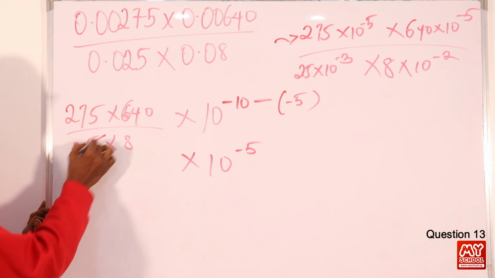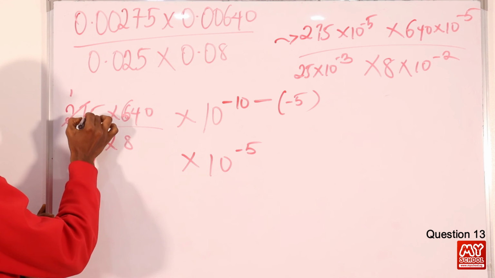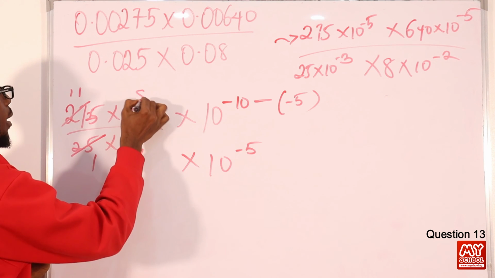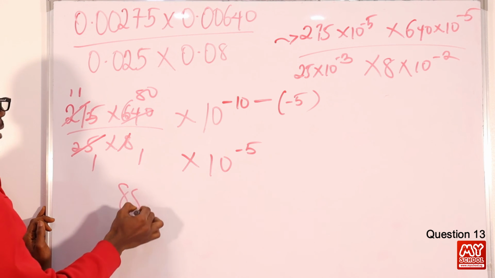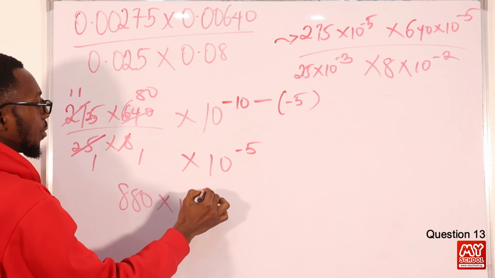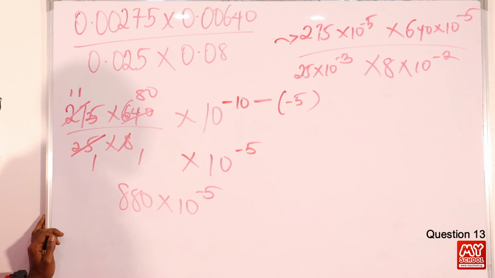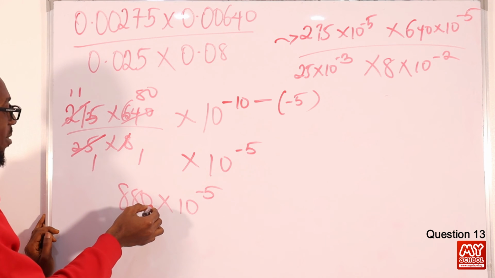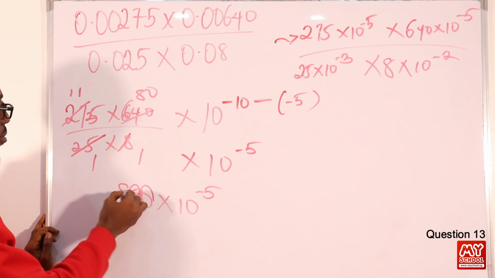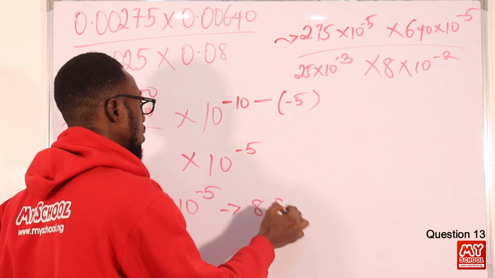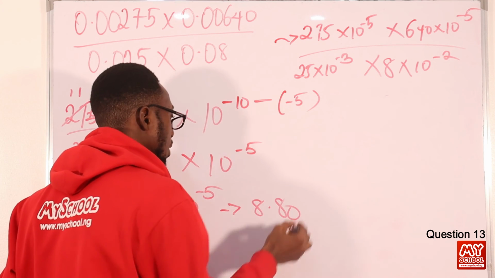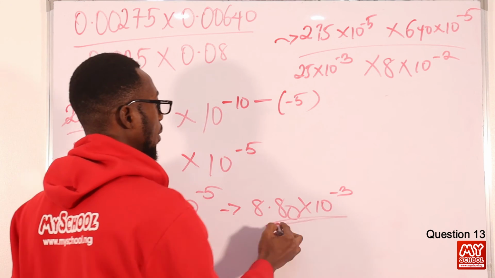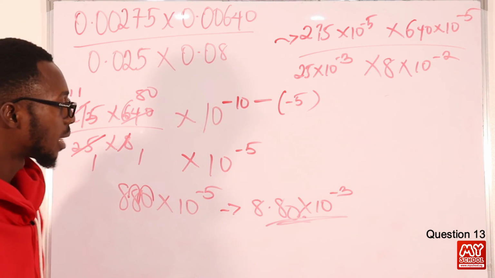Very well. So I have 25 here 1, 25 here 1, remaining 2. 25 and 25, that is actually 1. 8 here 1, 8 here 80. So 80 times this, I have 880 times 10 raised to the power minus 5. So if I want to actually bring it to standard form, then I should have 8.80 or 8.8 times 10 raised to the power. I've removed 2 times 10 raised to the power minus 3, right? 8.80 times 10 raised to the power minus 3.